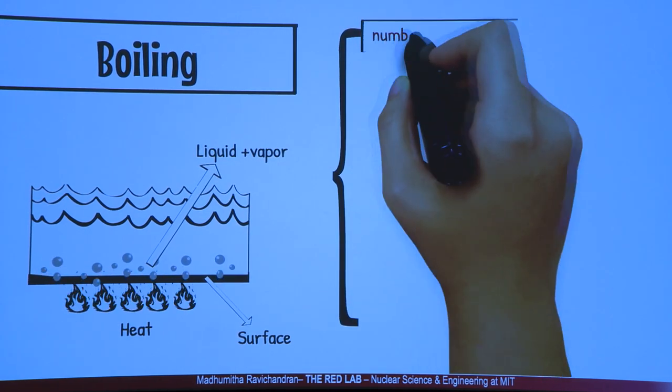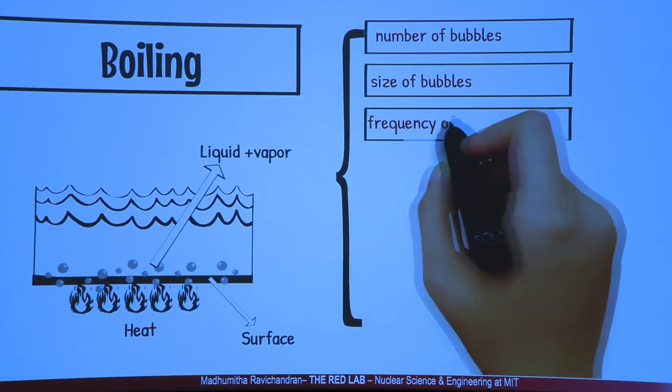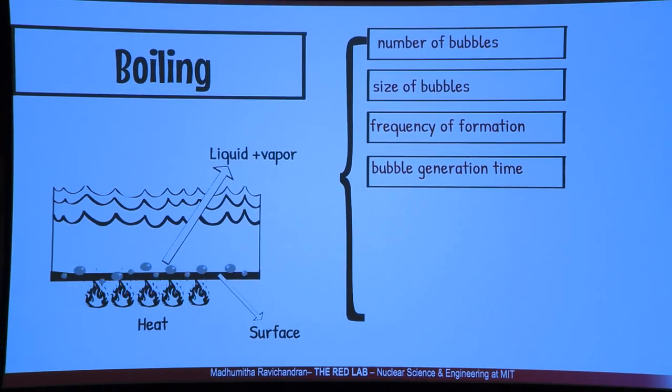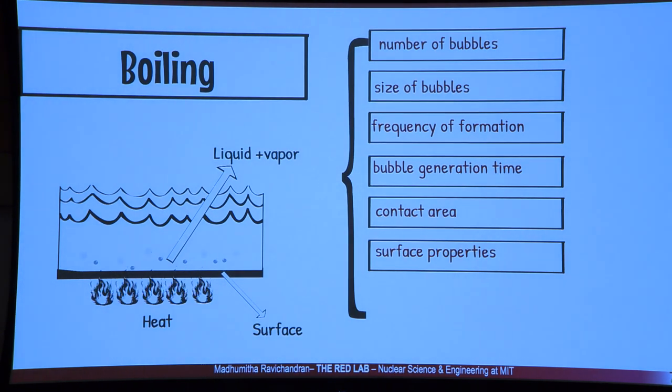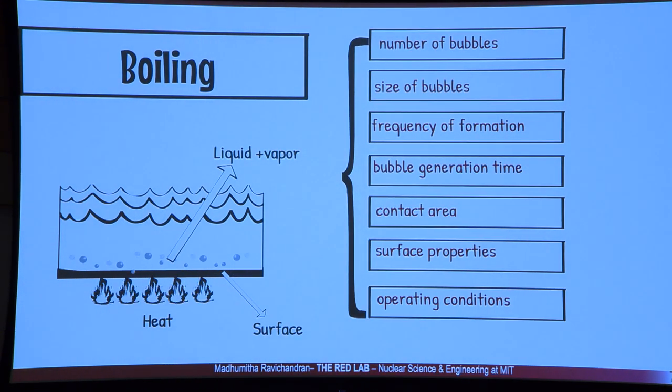And these could range anywhere between bubble features, like the number of bubbles or the size of bubbles we form, or it could even be surface driven, like the surface roughness or the wettability of the surface. And there are, again, operating conditions that severely impact the boiling heat transfer, like the temperature or the pressure of operation.